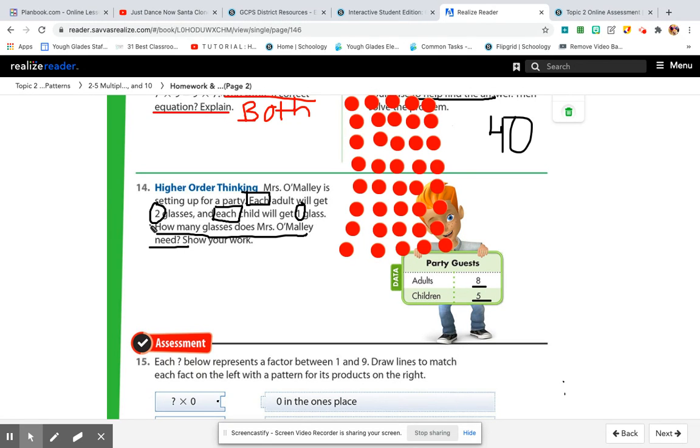So let's solve for the adults first. We know that each adult gets 2 glasses. We have 8 adults, meaning 8 groups, and each adult gets 2. So we can multiply 8 times 2. And what's 8 times 2? We know when we see 2 as a factor, we can double that 8, and we will get 16. Now let's find out how many children there are. There are 5 children, and each child gets 1 glass.